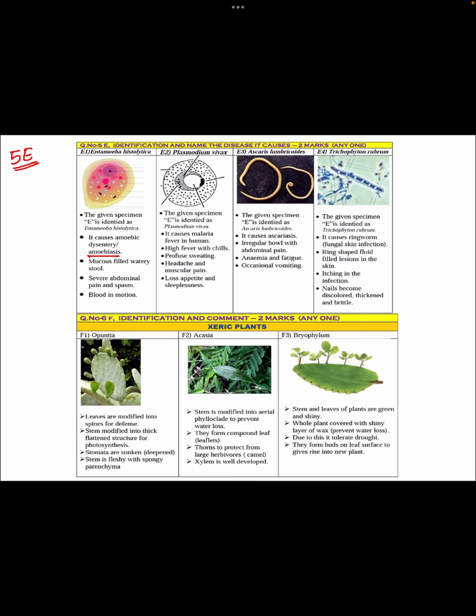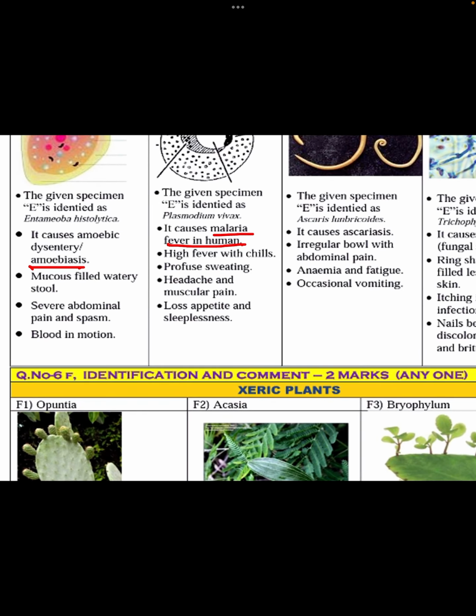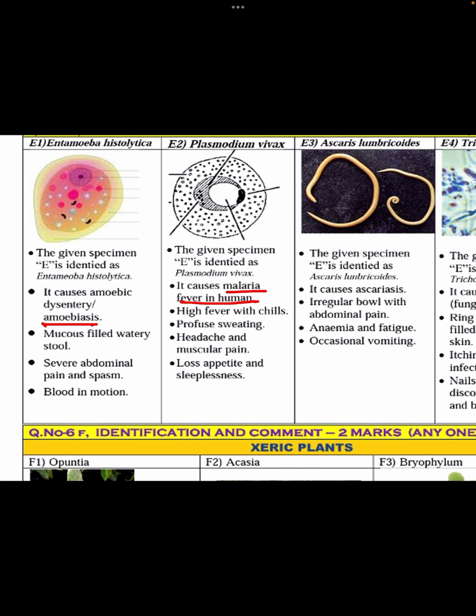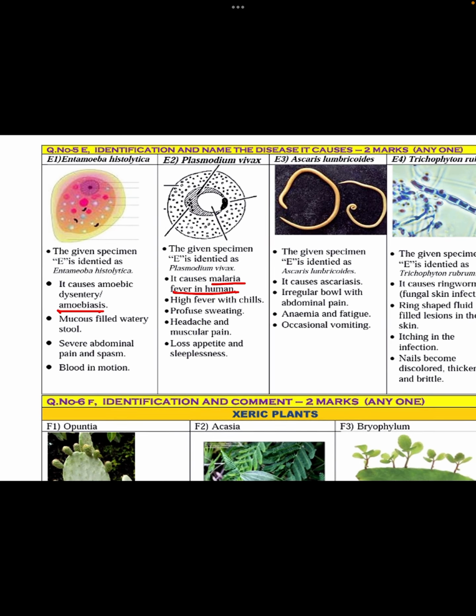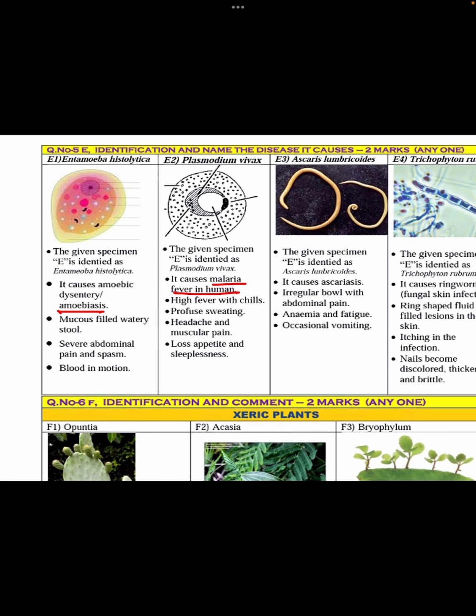Then if it is Plasmodium vivax, it causes malaria fever in humans. This is important and you have to write the scientific name. In the printed text it is in italics, and when you are writing you have to underline separately. Then it can be kept as a slide. Entamoeba histolytica is a slide, Plasmodium vivax also you can get a slide or a photograph in your college which they have shown, please do remember.